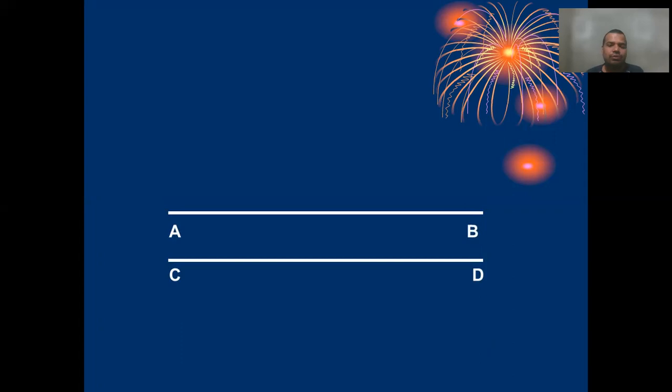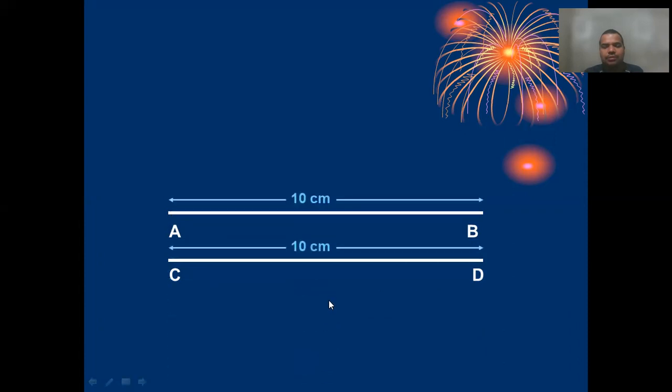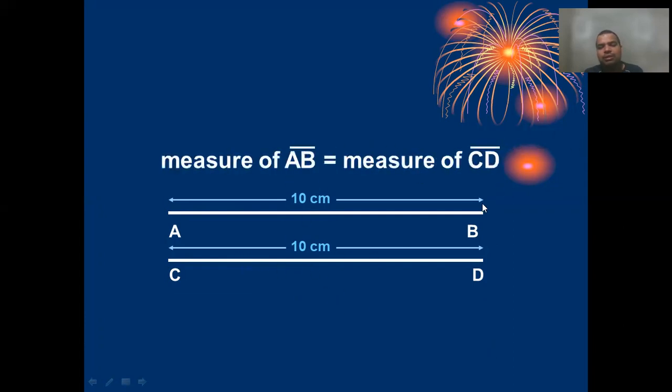Basically, we can see two segments here, AB and CD. Both are equal in length, that is 10 centimeters. This one is also 10 centimeters. So the measurement of AB is equal to the measurement of CD. What we can say is that AB is congruent to CD.